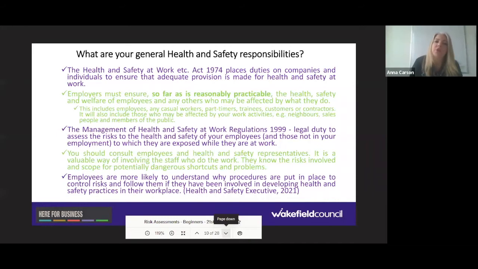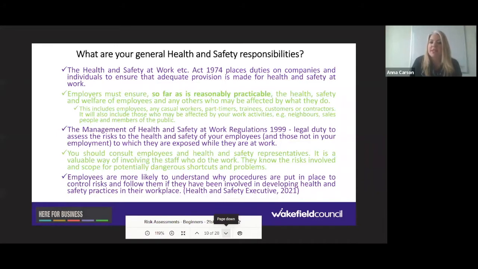It's also really important to consult your employees and health and safety representatives. Your employees and your staff, if they're involved, they're the people that do the work, so they know the risks that are involved, the potential for shortcuts and problems that they might regularly face, or might have ideas of how to do things more safely by making simple changes. And if you involve your employees, they're more likely to understand why the procedures have been put in place, and they're more likely to follow them as they've got a bit of investment in them.